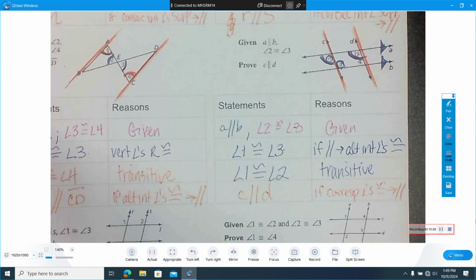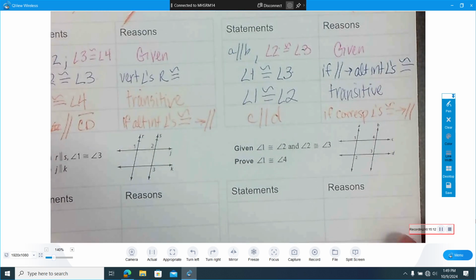Isn't this fun? It's odd. Proofs are odd. They take a very long time to get used to.